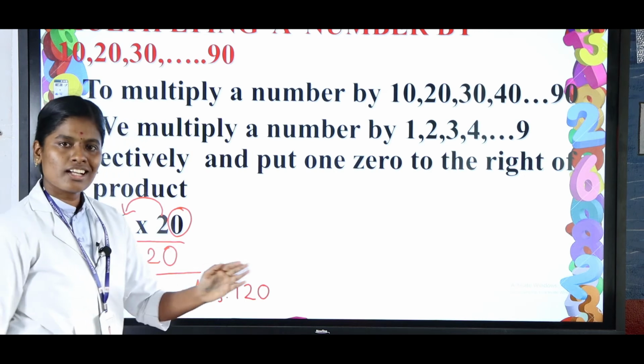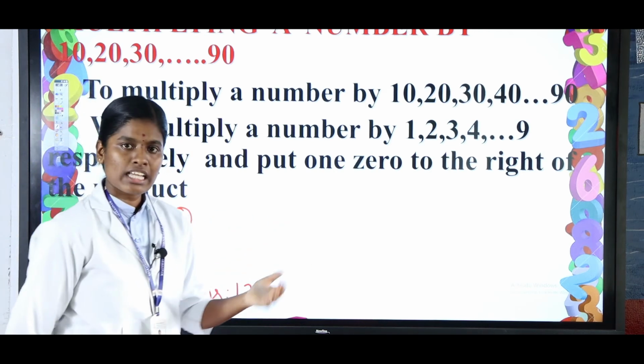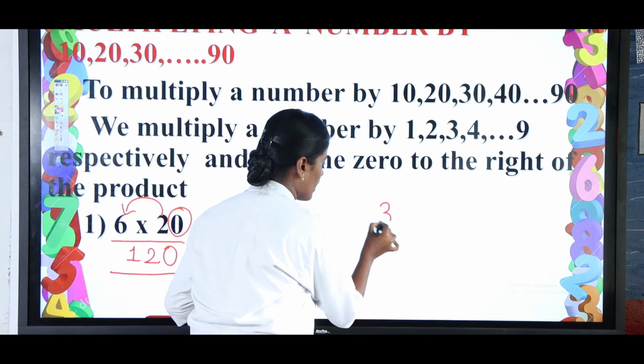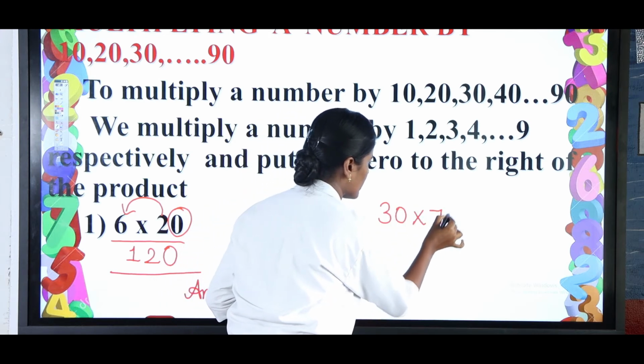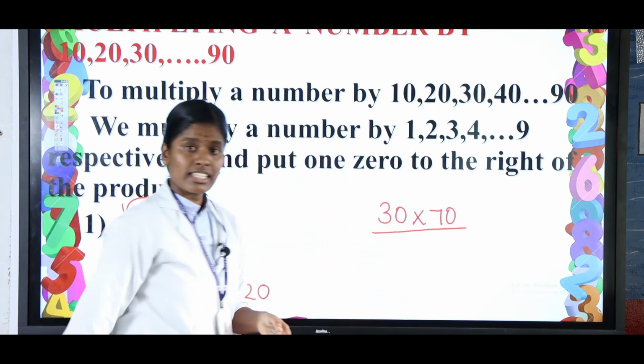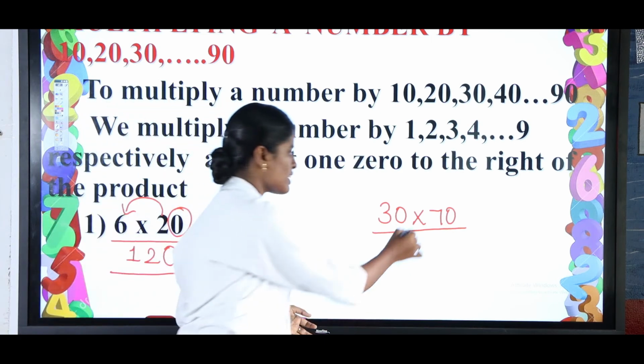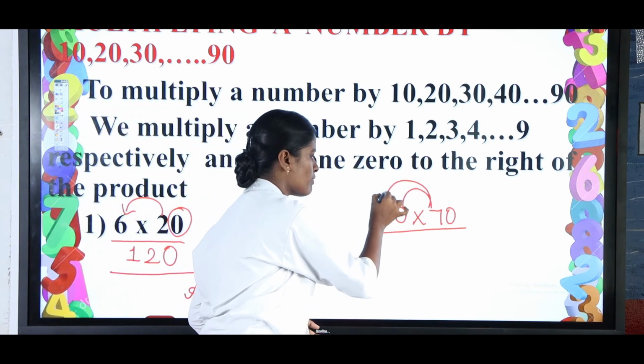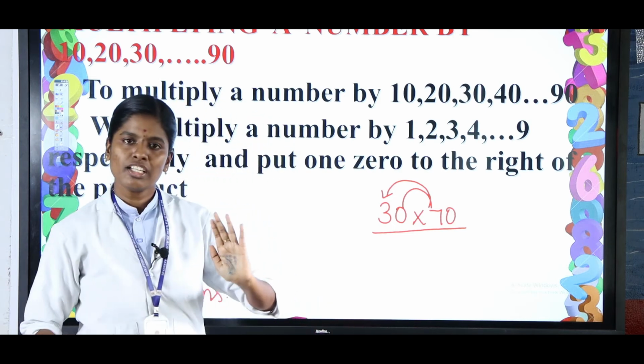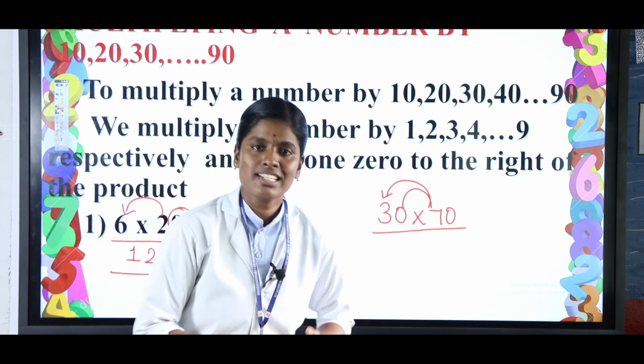120. Next I will take one more example. For example, 30 multiplied by 70. First we are going to take a 7 and multiply by 0, 7 multiplied by 3. And finally you should insert 1 zero to the right side of the product.